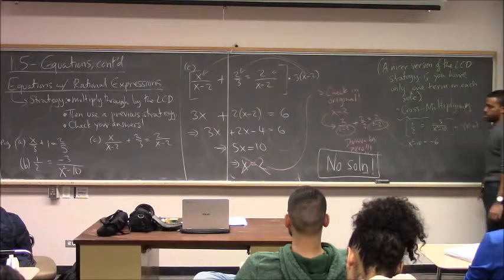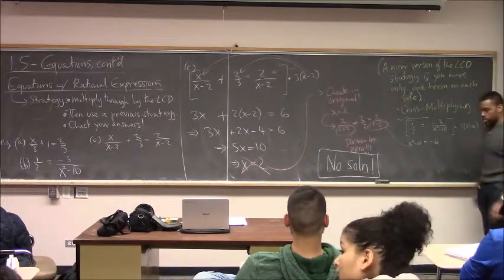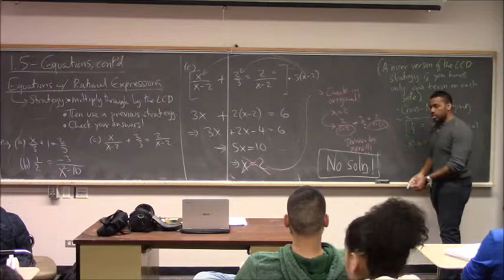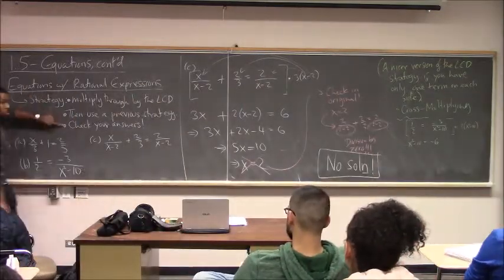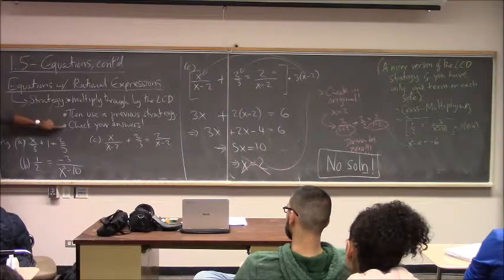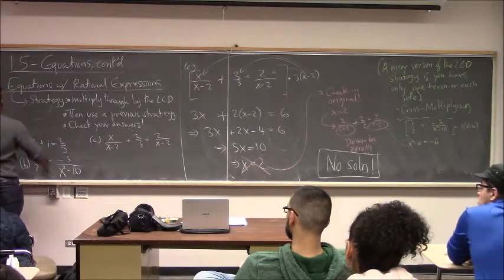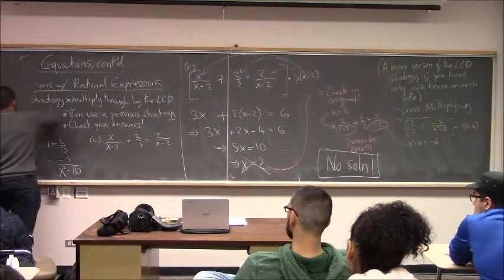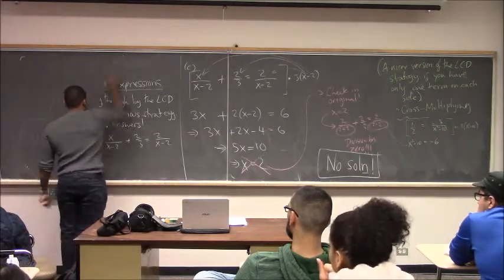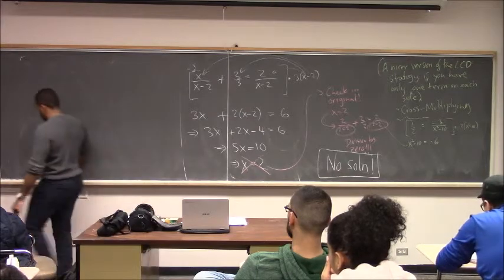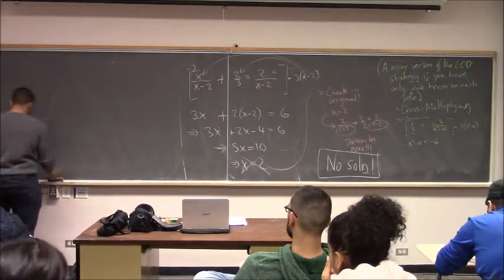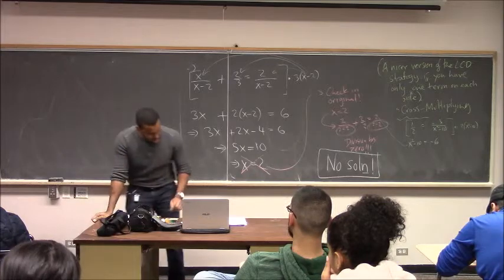Right. The only possible candidate for the solution is 2, but that gives us a division by 0. And so that's why in this method and with radicals, it is important to check your answer. This step is actually a very important step. Pretty much all we have to cover on this.